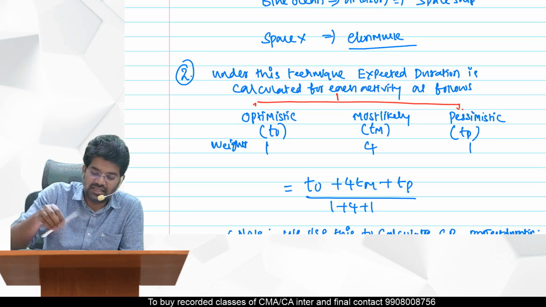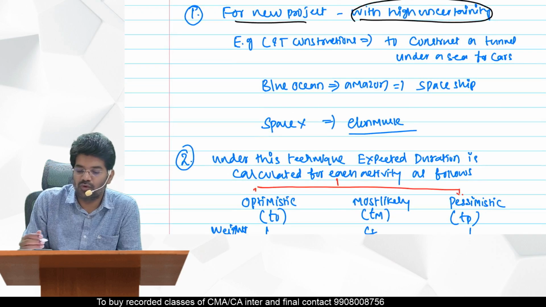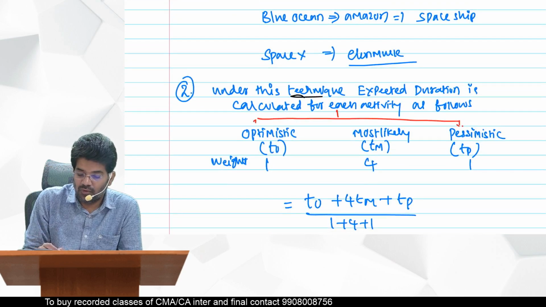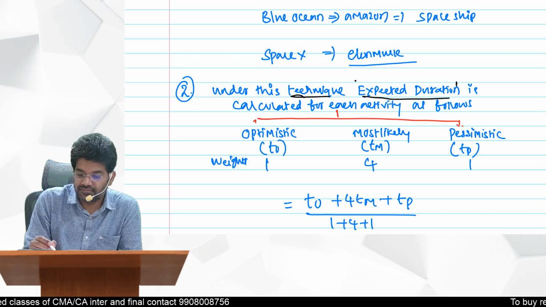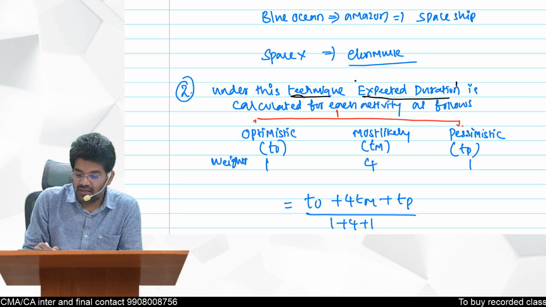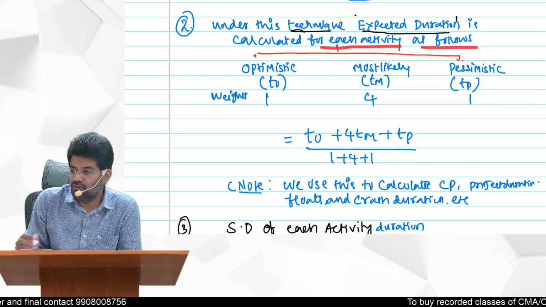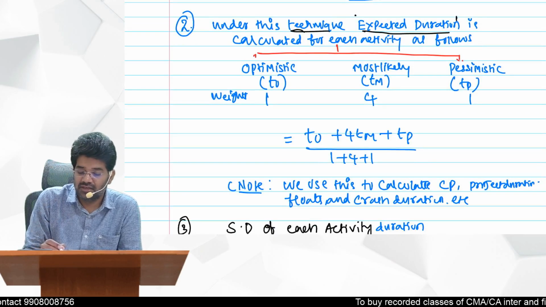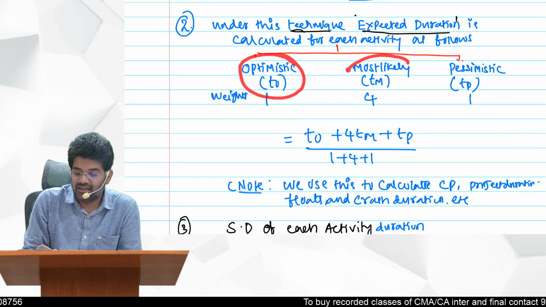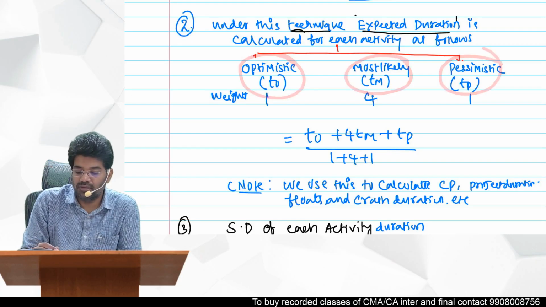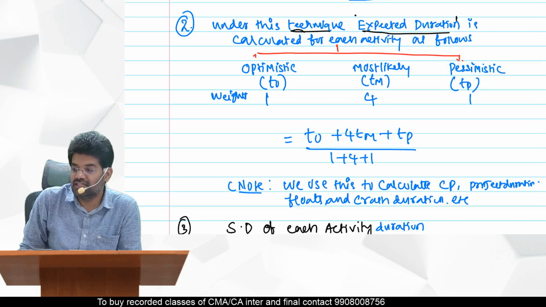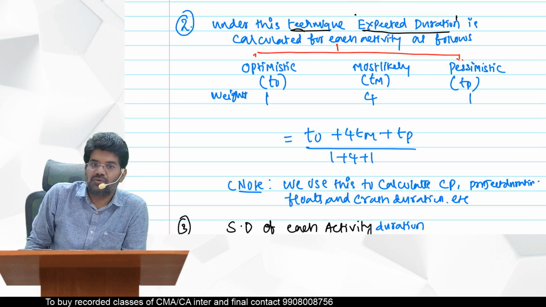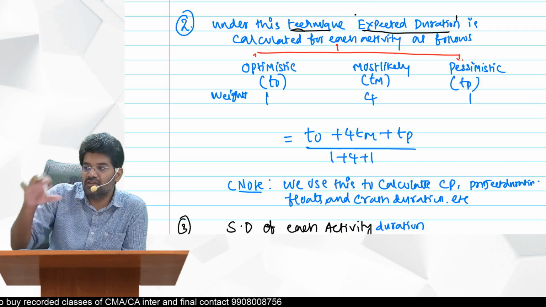Under this technique, since we are not sure of what is the time, expected duration is calculated for each activity as follows. How are we going to calculate for each activity? We are going to take three factors here: optimistic, most likely represented by TM, and pessimistic represented by TP. These are the three times which we are considering here, the time according to three factors.